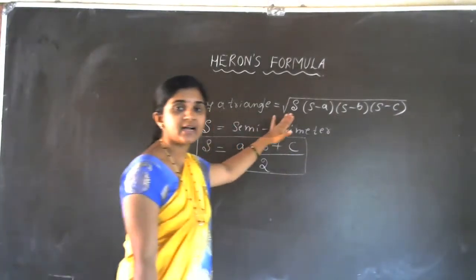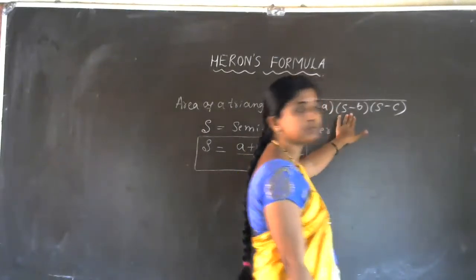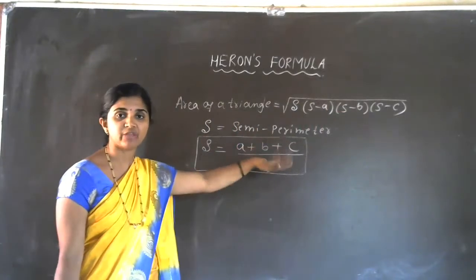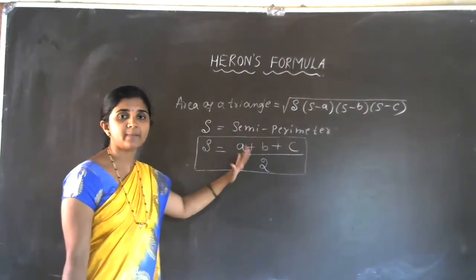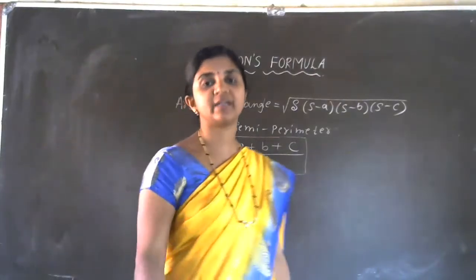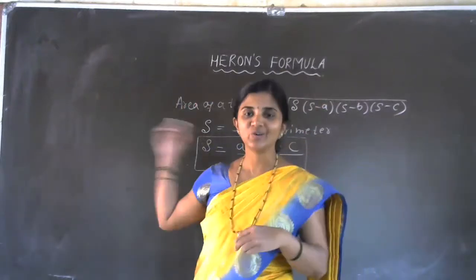Area of a triangle is equal to square root of S into S minus A into S minus B into S minus C, where S is the semi-perimeter, that is half of the perimeter. So S is equal to A plus B plus C divided by 2, and A, B, C are the three different sides of the triangle. So how do we find the area using this formula?